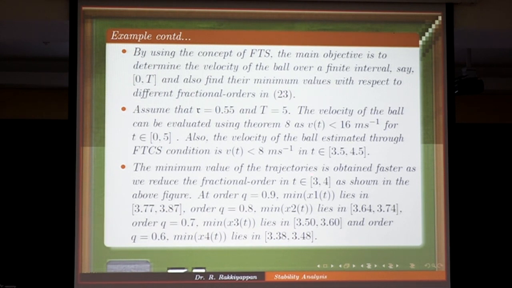Also, the minimum value of the trajectory is obtained faster as we reduce the fractional order, with t belonging to [3, 4] as shown in the above figure. At order q equal to 0.9, the minimum of x1(t) lies between 3.77 and 3.87. At order q equal to 0.8, the minimum of x2(t) lies between 3.64 and 3.74. When we reduce the order to q equal to 0.7, the minimum of x3(t) lies between 3.5 and 3.60, and at order q equal to 0.6, the minimum of x4(t) lies between 3.38 and 3.48.